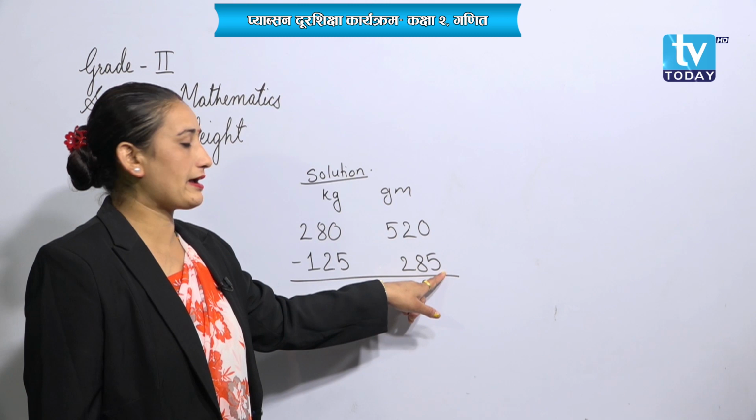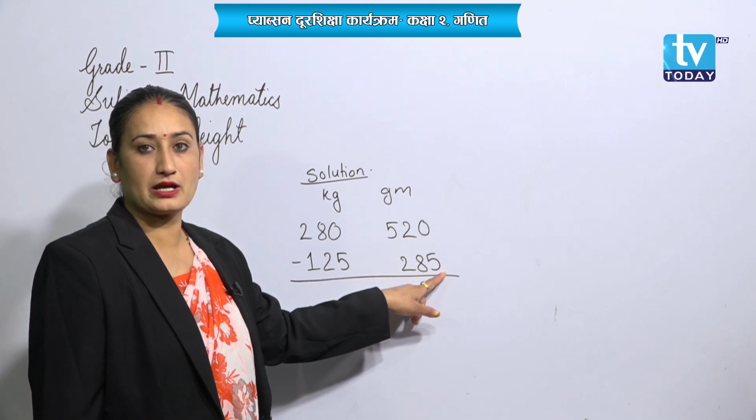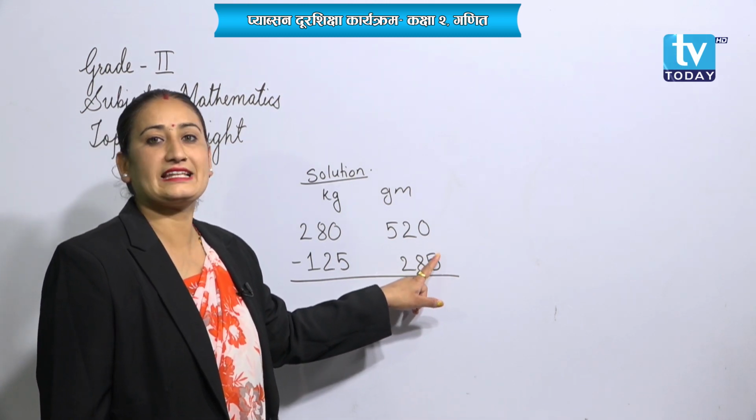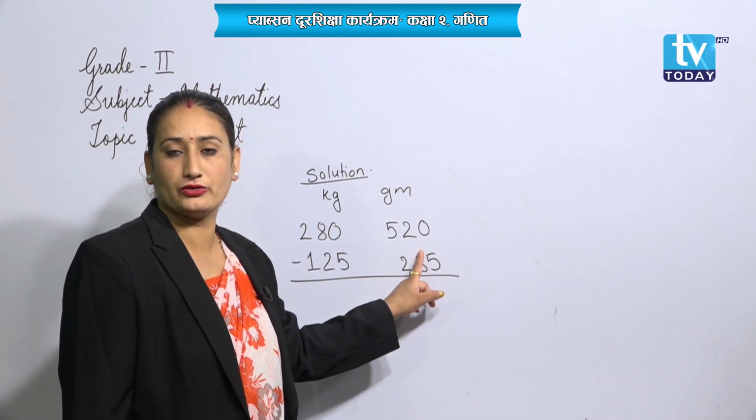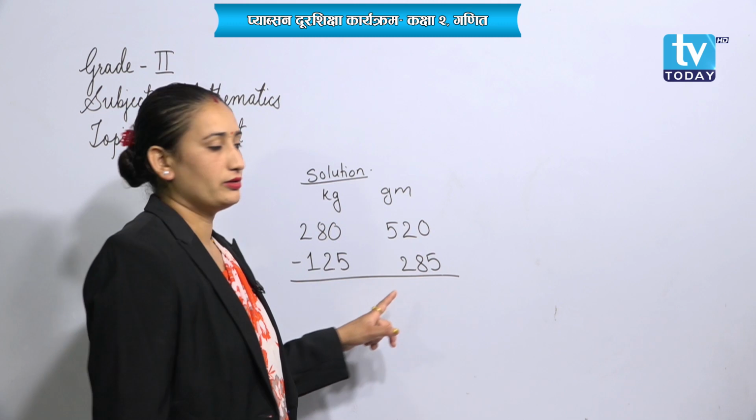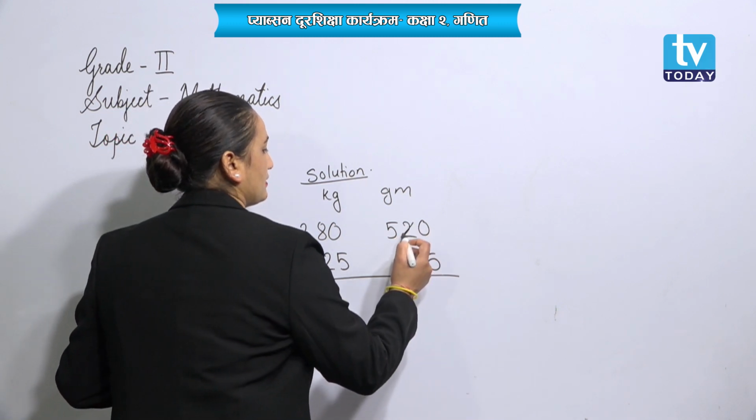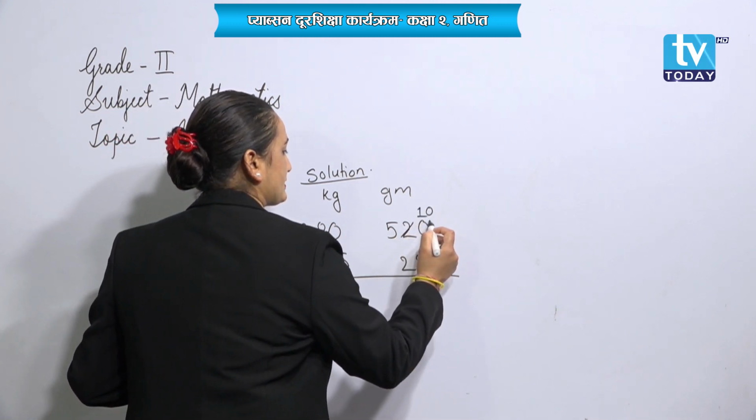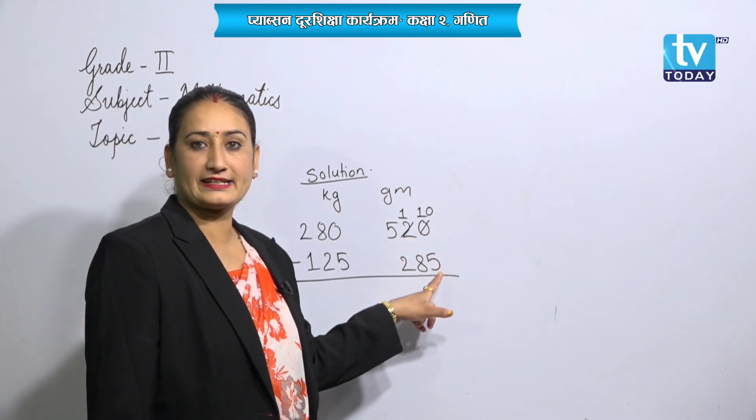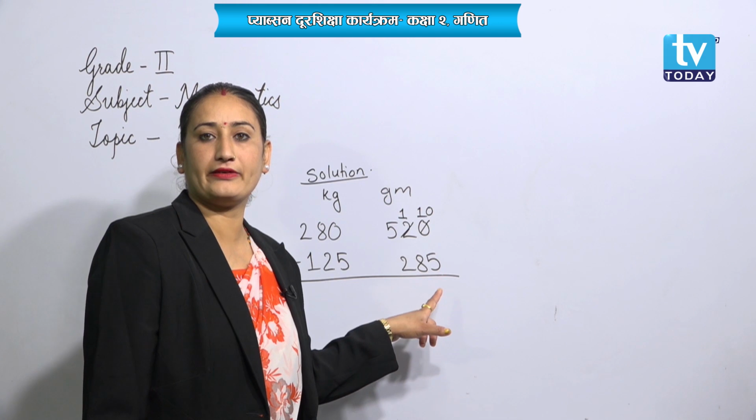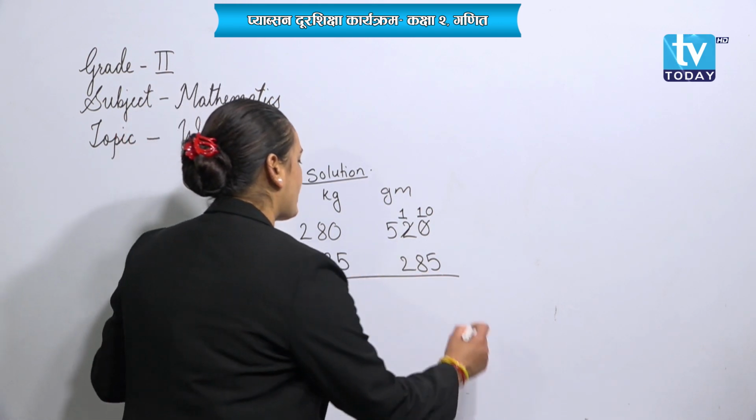0 is here, 5 is at down. So can we subtract it? No. Let's take a borrow from front one digit. There is 2, right? Let's take a borrow. See? Let's take a borrow and make it 10 and it will be left 1 over here. Now can we subtract it? 10 minus 5, it will be 5. So write down 5.